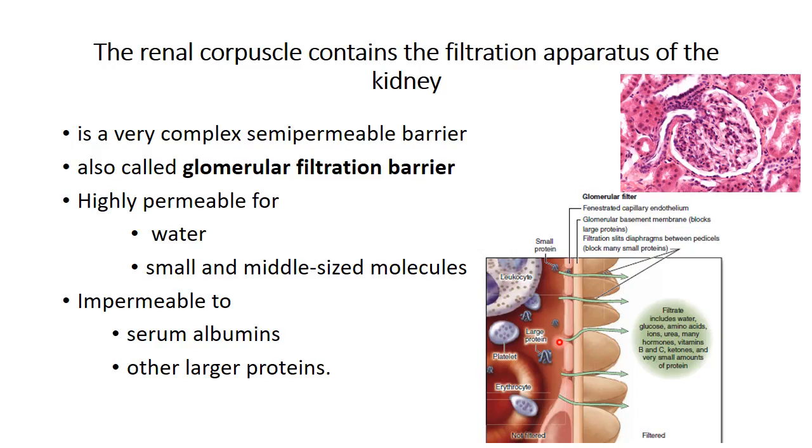So, it is abnormal to see serum albumin or larger proteins in the ultrafiltrate or in the urine. Also, it is abnormal to see red blood cells and white blood cells within the urine. However, the filtrate usually contains water, glucose, amino acids, urea, many hormones, vitamins, and other small molecules. These can be seen normally within the filtrate.